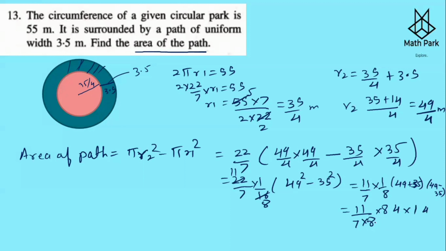Now let us simplify this. 84 and the denominator can be divided by 4, so 4 2s are 8 and 4 21s are 84. We got 21. 2 7s are 14 and 7 3s are 21. So we have 11 3s are 33. And 33 times 7, we get 231 square meters, which is the area of the path.